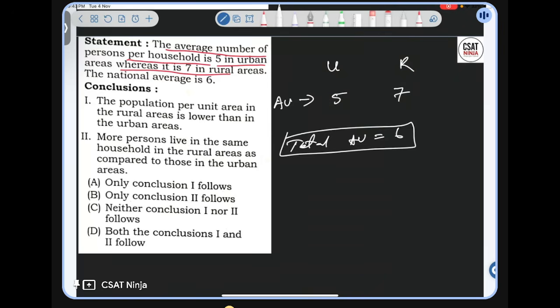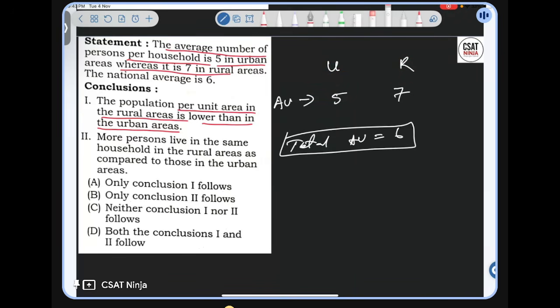So what is the conclusion given here? The population per unit area in the rural areas is lower than in the urban areas. So the question says like this. Conclusion number 1 says that the population per unit area in rural areas is lower than in the urban areas. So we are comparing these two. And when we compare these two, the question says like this.